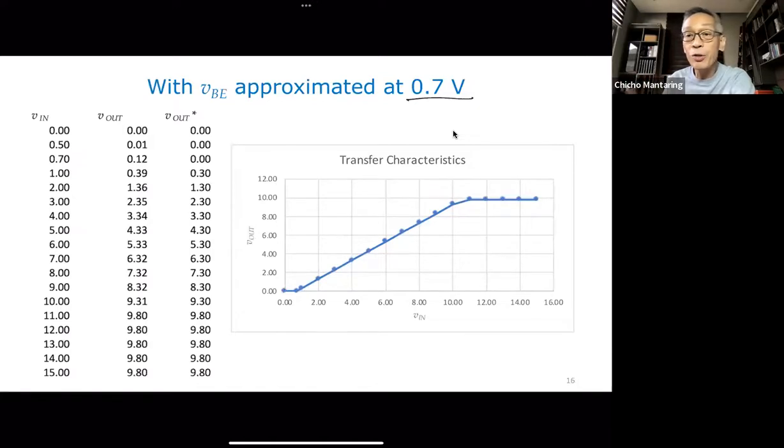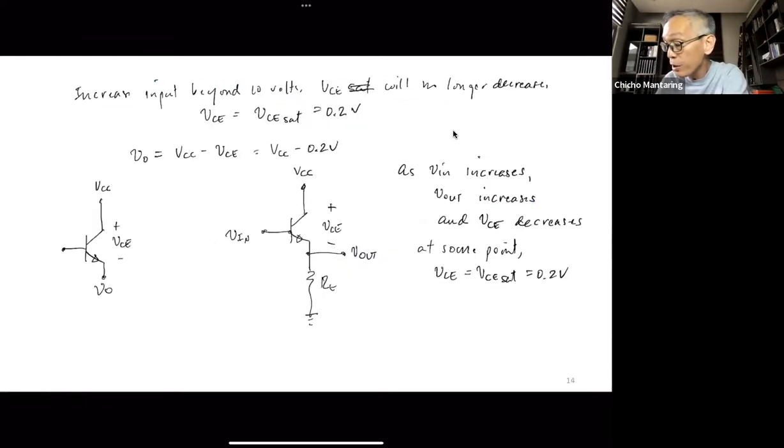So I just wanted to show you that I could have just said, okay, when conducting VBE is equal to 0.7, and I would have come up with practically the same results. This circuit is what you call an emitter follower. A common collector amplifier is also sometimes called an emitter follower.